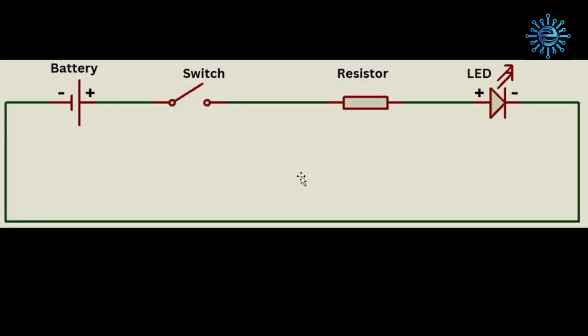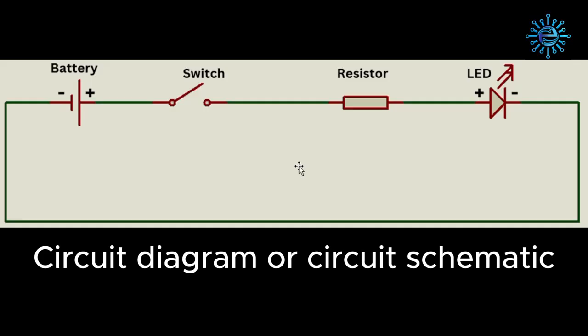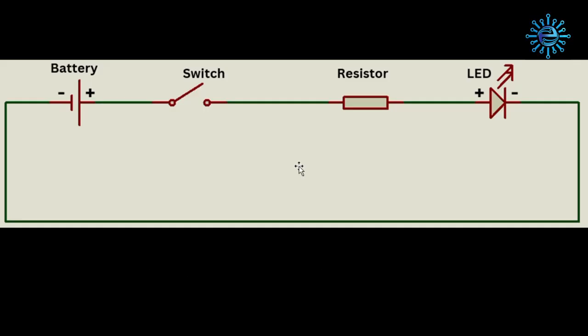This drawing is called a circuit diagram, also known as a circuit schematic. A circuit diagram shows how electronic components are connected using their symbols. Here, you can see the battery connected to the switch connected to the resistor connected to the LED, which connects back to the battery, forming a complete circuit.